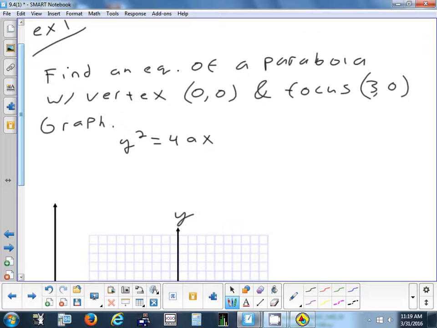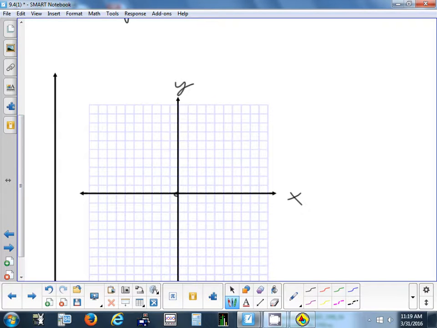It says find an equation of a parabola with the vertex at the origin, and the focus is (3, 0). All right, so first thing I want to figure out is what equation am I using? Well, if I were to start to graph it, vertex is at the origin, focus is at (3, 0). Which way does this parabola have to open? It has to open to the right. It has to wrap around the focus.